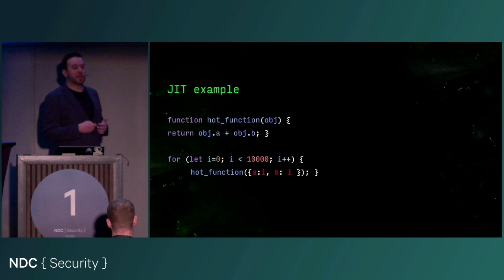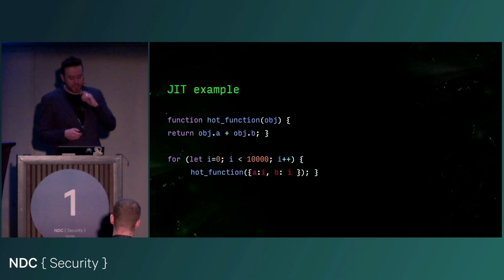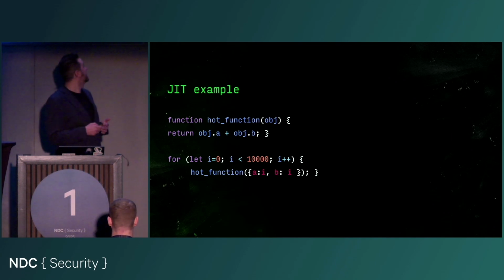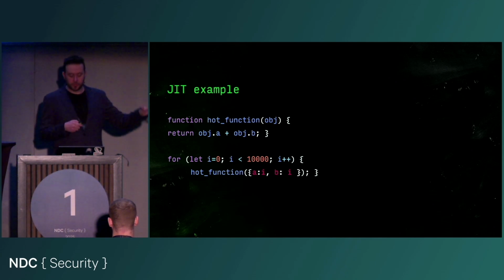Right. A quick JIT example. We mentioned hot functions at the beginning of this presentation, so here's an example of a hot function. We can always test this in D8. We execute this function 10,000 times, and most likely the JIT compiler will pick it up. So TurboFan will pick it up.